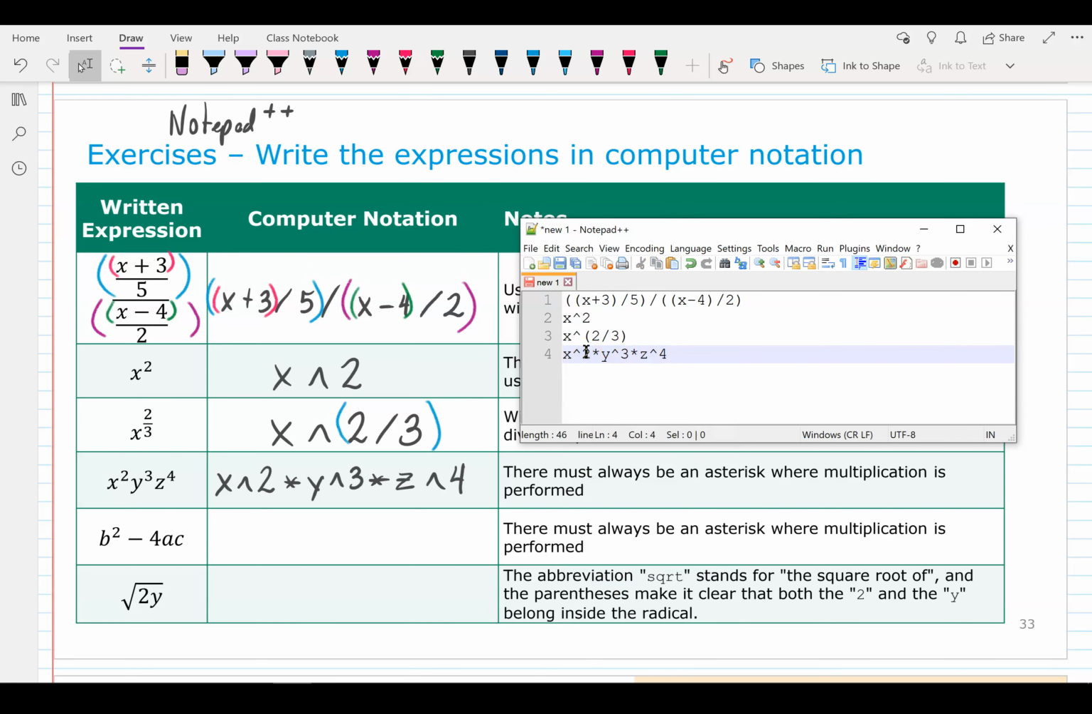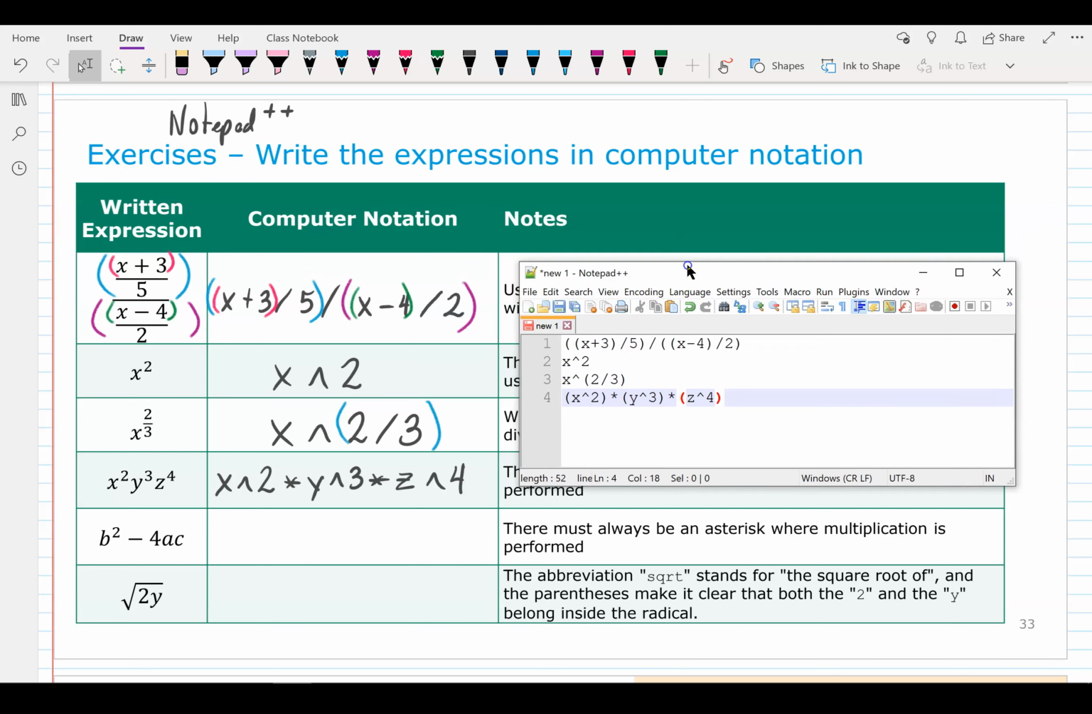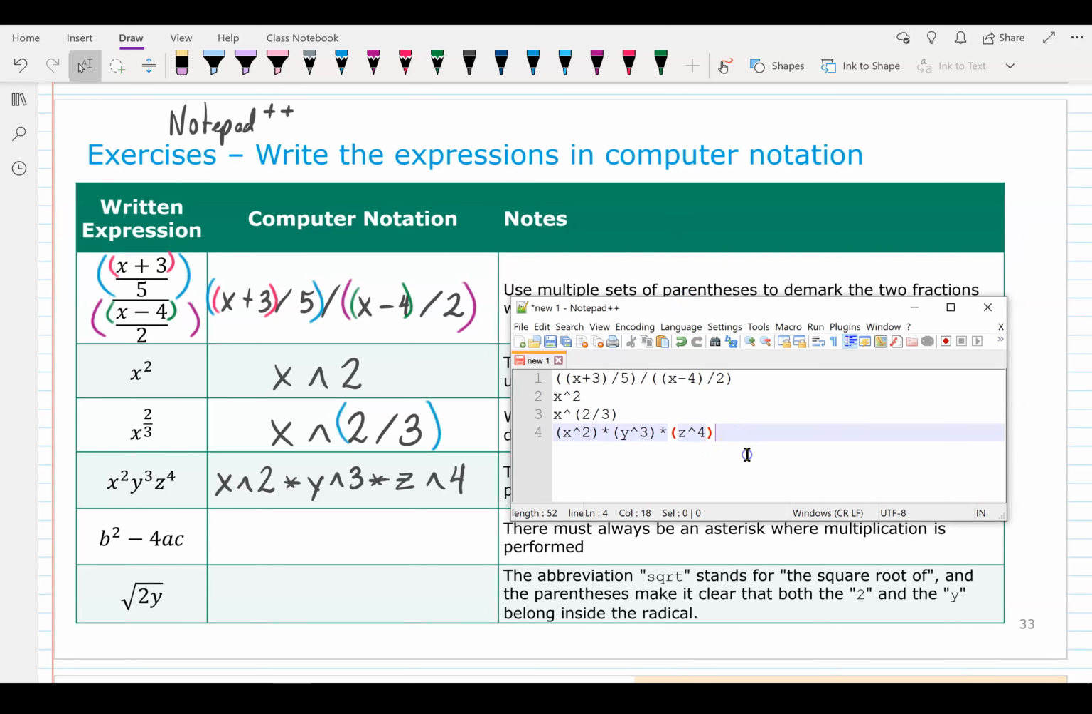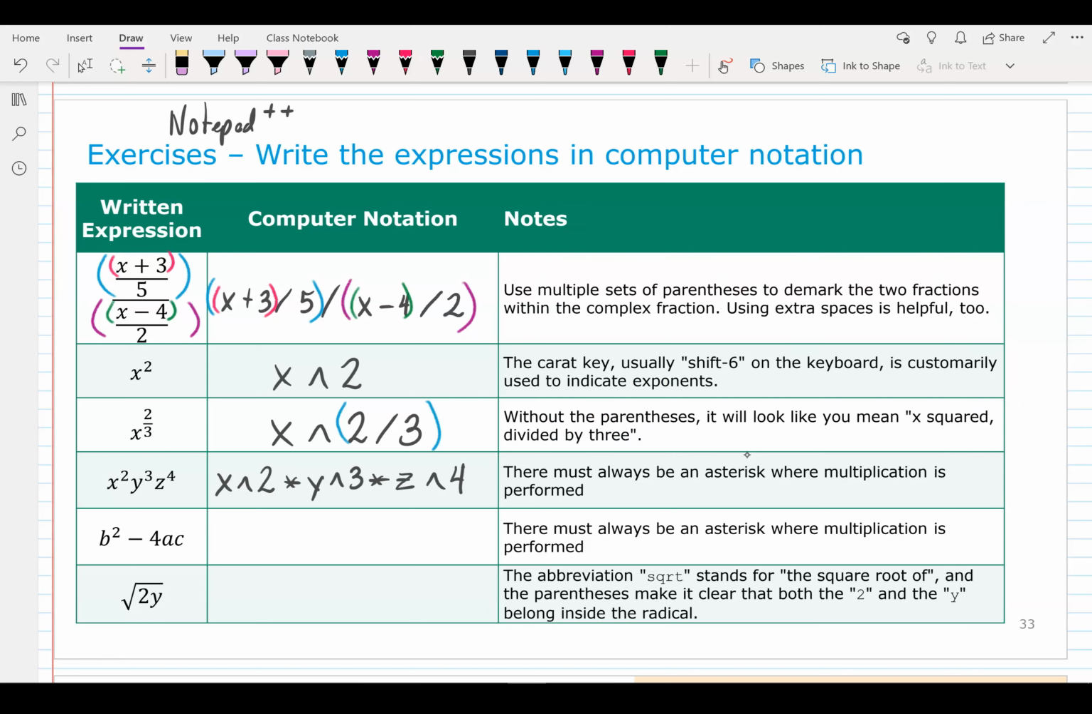So it's actually a good idea to add in brackets. If you're ever not sure that the computer is going to know exactly what you want, you should put in your own brackets to make sure that it's doing what you want. Okay? So there's never such a thing as too many brackets. There is definitely such a thing as too few.